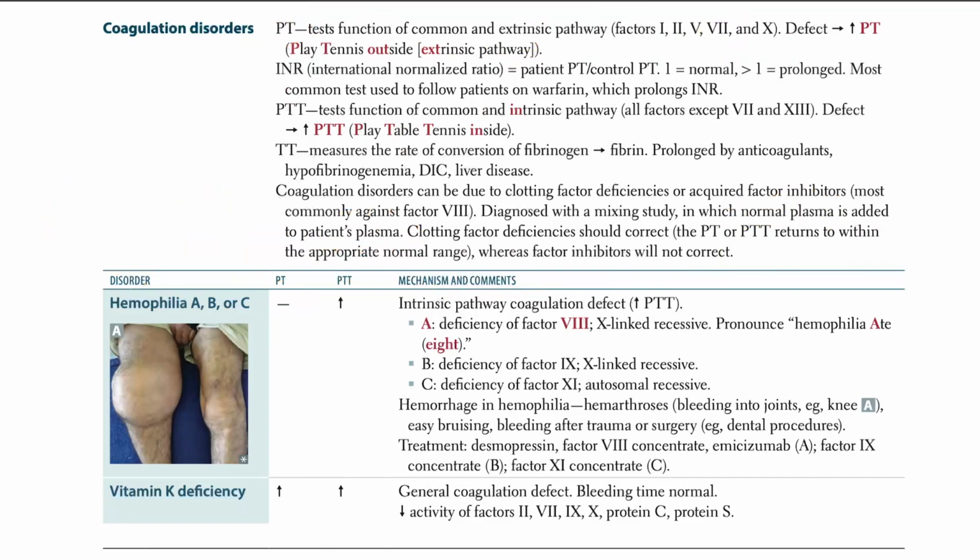Okay, then moving on to coagulation disorders, we have hemophilia A, B, or C. Hemophilia A is factor 8, B is 9, and C is 11, okay? And these are all intrinsic pathway factors, so they're all going to increase your PTT levels.